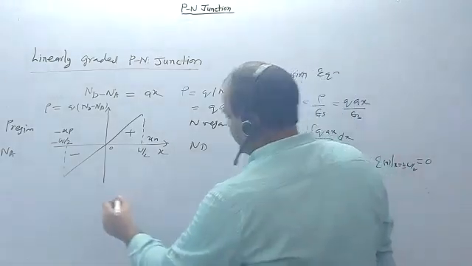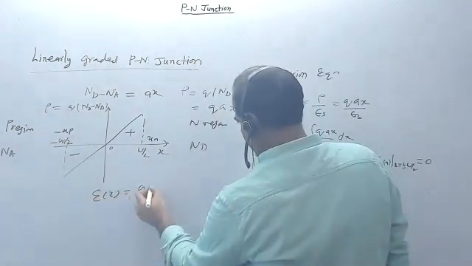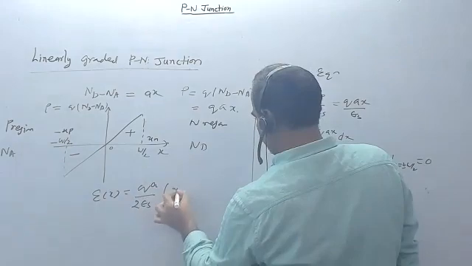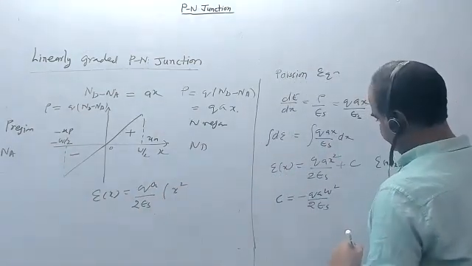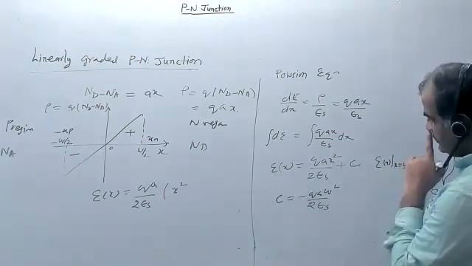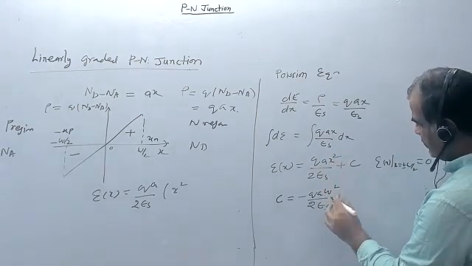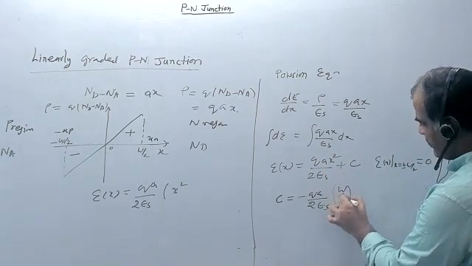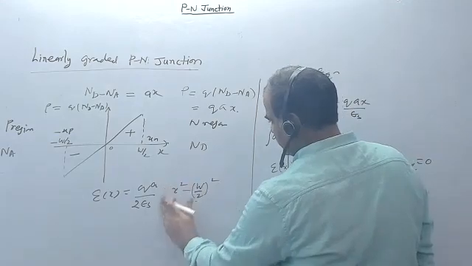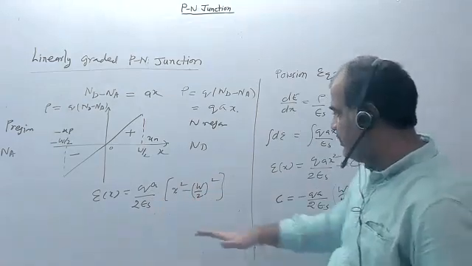Okay, so now my Ex will be qa by 2 es times x square minus w square by 4. Here I put w by 2, so the whole square of w by 2. So here it will be x square minus the whole square of w by 2. So this is my variation of electric field.